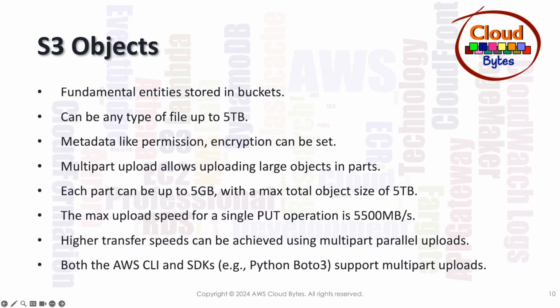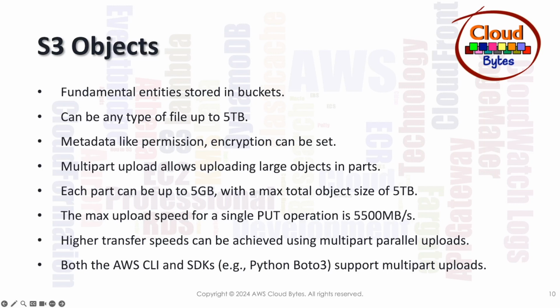Let's talk about S3 objects. These are the fundamental entities stored in buckets. Each object is uniquely identified by a key within a bucket. Also, the content of an object within a bucket can be of any data type. You can have a PDF file stored as an object. You can have an Excel file stored as an object. You can have a CSV stored as an object. It can be of any type of file up to 5 terabytes. There is no restriction of object types in S3.